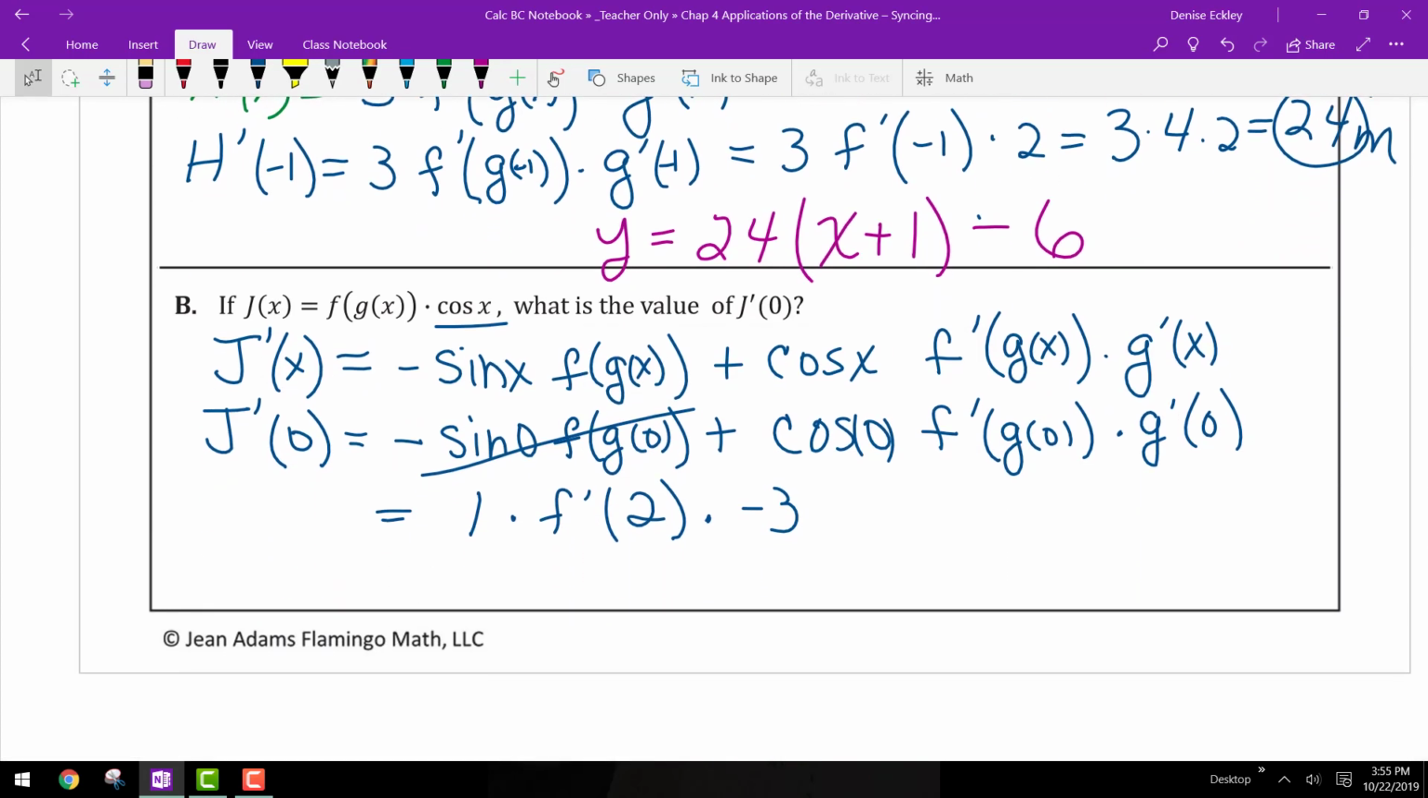So this is going to equal, we don't even need the 1 anymore. So negative 2 times negative 3, so we get 6.